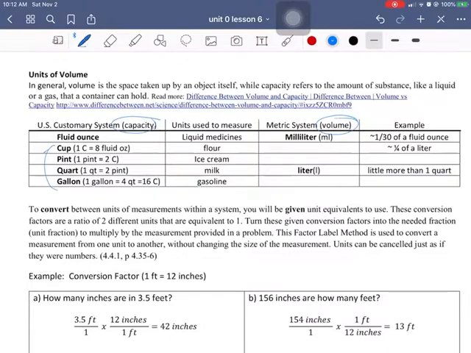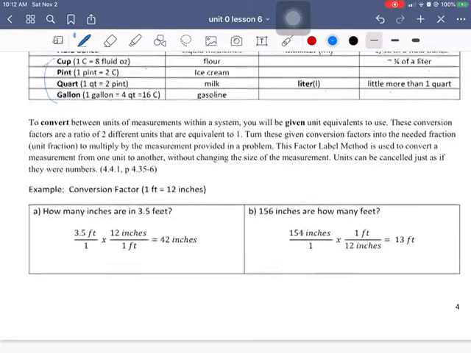A milliliter is about 1/30 of an ounce. A cup is about 1/4 of a liter. A liter is a little more than a quart. Okay, so just some references there.